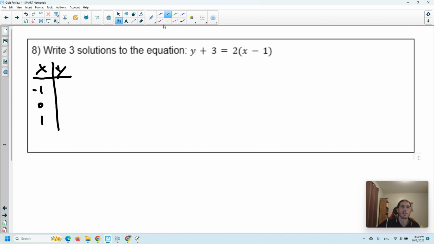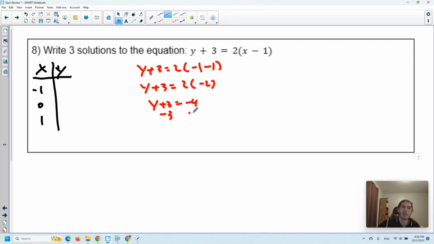So for the first solution, we're going to do y plus 3 equals 2, -1 minus 1. And then I just have to solve to figure out what y is. So y plus 3 equals 2 parentheses -2. y plus 3 equals -4. I can minus 3 both sides. y equals -7.